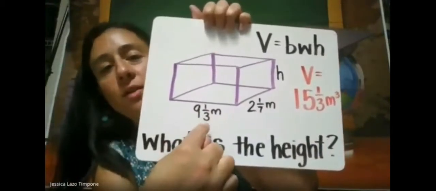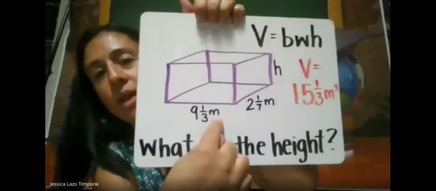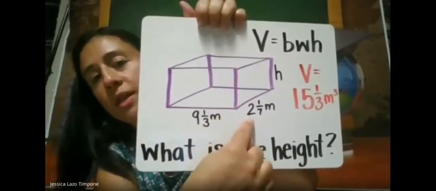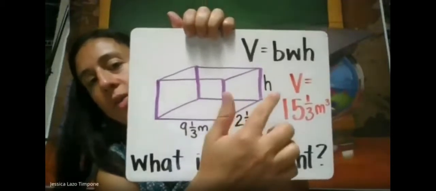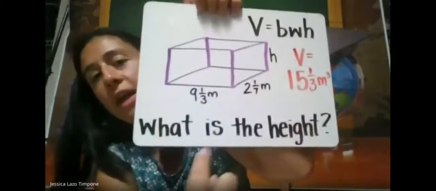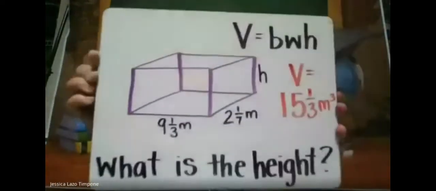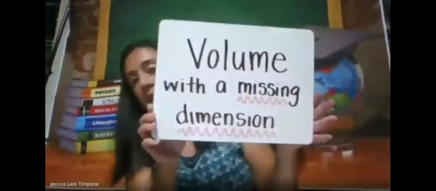Then we are given the base, which is 9 1/3 meters, and it's meters because it's just a line. 2 1/7 meters, which is the width, and we are looking for the height. And the question is, what is the height? So that's what we're going to figure out. So the first thing that I want you to do is I want you to title your notes. So this is the title of your notes.